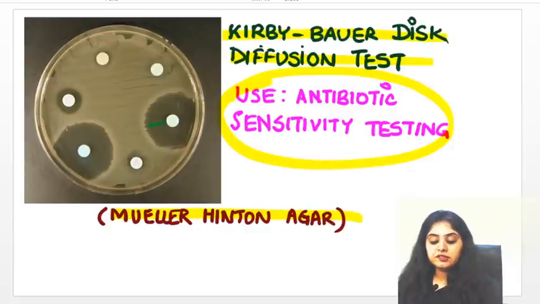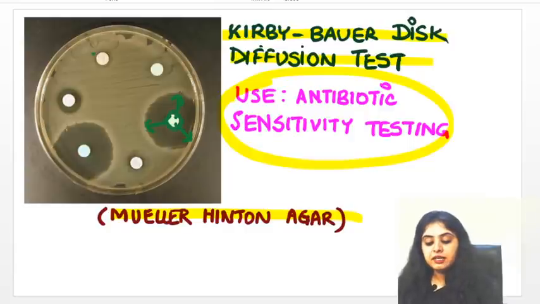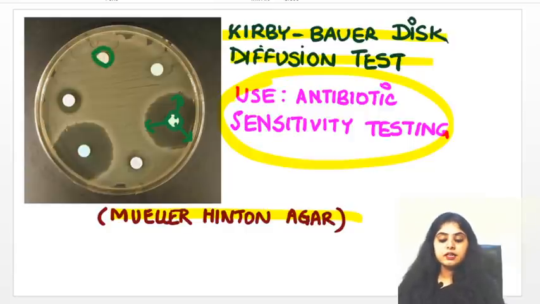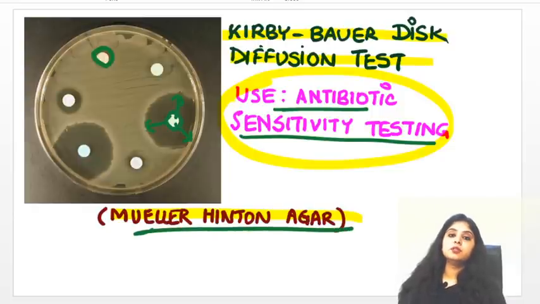So if you see this clearing, this means the antibiotic sensitivity is there. These white color discs, they have antibiotics. So if you see the organism being cleared off around it, it means the antibiotic is working. If you see it working, you will see a zone of inhibition around it. If you don't see any clearing around it, this means the bacteria is resistant to this antibiotic. So this is the Kirby-Bauer disc diffusion method. Antibiotic sensitivity testing is the use. The agar that you use is the Mueller-Hinton.